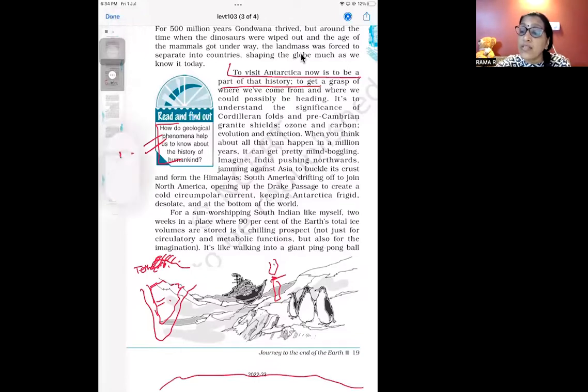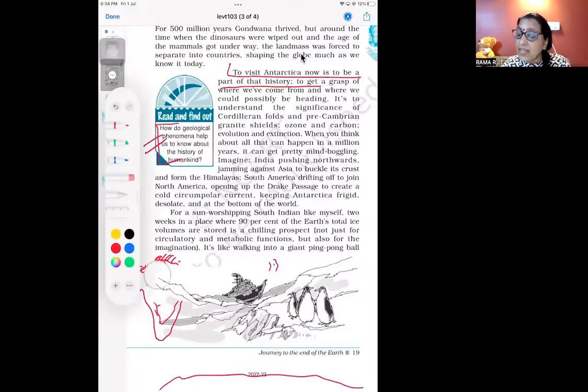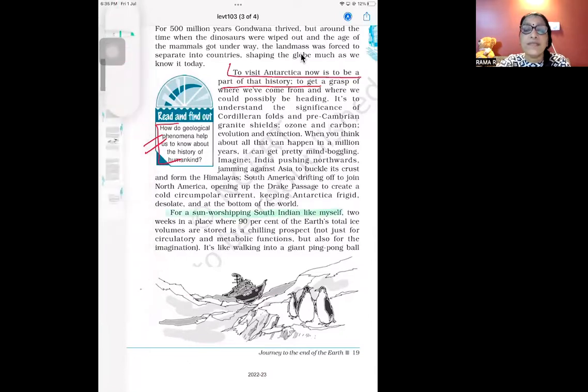When you go over there, ये जो geographical phenomena है ये आपको बताता है कि आप इस एरिया के you were the part. For a sun worshipping South Indian like myself, she is a South Indian and she started 2 weeks in a place where 90% of the earth's total ice volumes are stored, a chilling prospect, not just for circulatory or metabolic but also for the imagination.